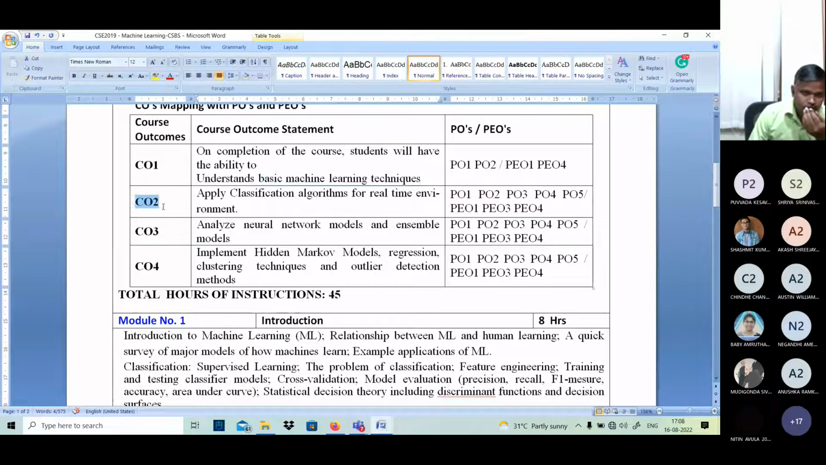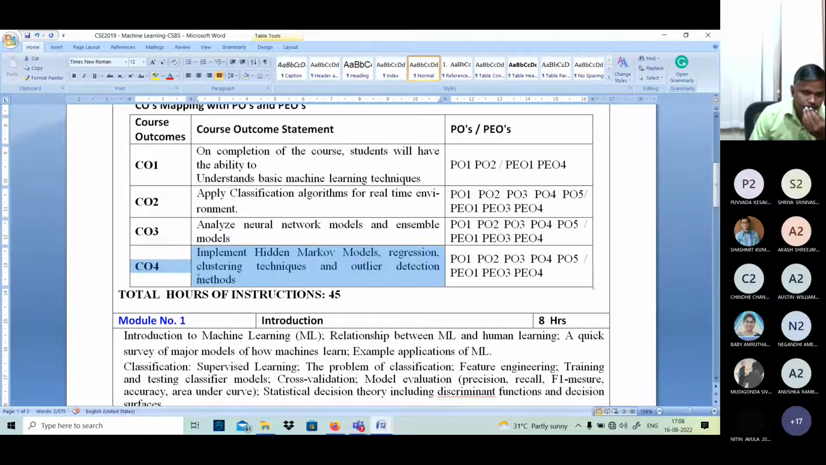And second course outcome: each student at the end of this course is able to identify the classification algorithms and apply those classification algorithms in a real-time environment, on real-time problems. Course outcome 3: at completion of this course, each student is able to analyze what a neural network is, and different neural network models and ensemble models. This is course outcome 3.